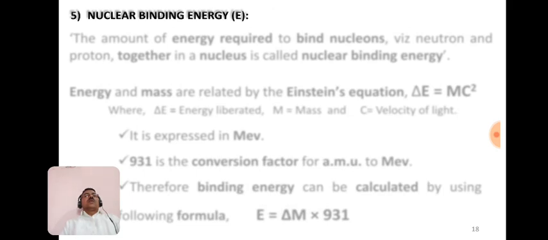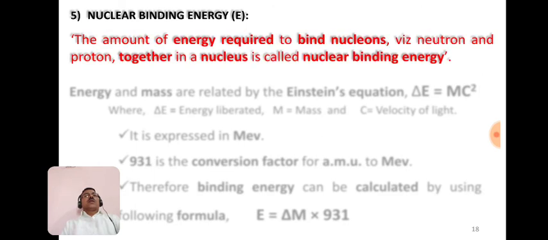Now our next point is nuclear binding energy. It is defined as the amount of energy required to bind nucleons. Nucleons means protons and neutrons present in the nucleus. So the amount of energy required to bind nucleons together in a nucleus is called nuclear binding energy. It is denoted by the symbol E or delta E.